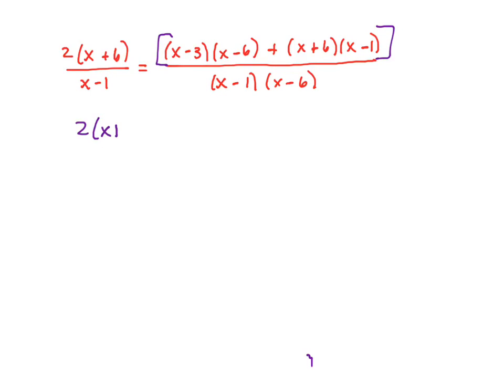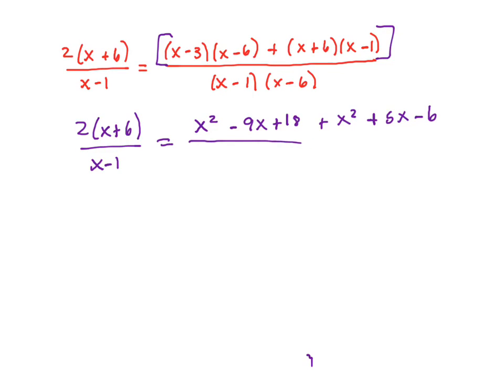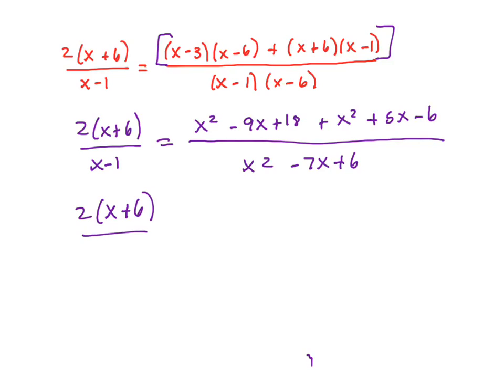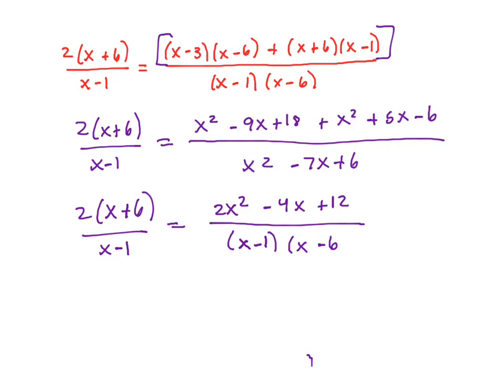So we have 2(x + 6) over (x - 1) equals x squared minus 9x plus 18 plus x squared plus 5x minus 6 over x squared minus 7x plus 6. Now when we combine these, we can see that it's 2(x + 6) over (x - 1) equals 2x squared minus 4x plus 12 over, and we're actually just going to keep this factored for now, (x - 1)(x - 6).